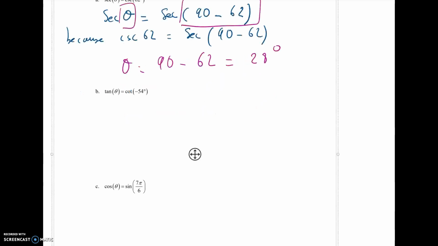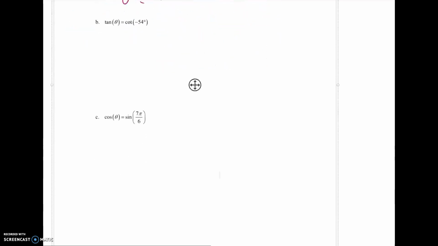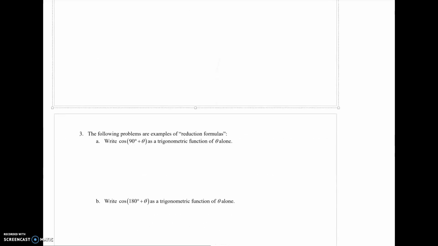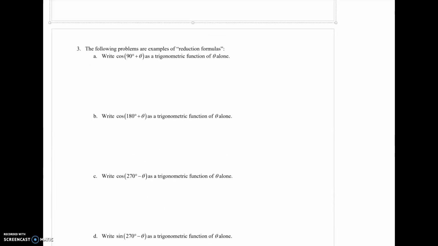I'll let you do problem B as well as C. They are very simple, similar. You should be able to do that very easily. And let's try to work on number 3. The following problem is an example of a reduction formula: write cosine of 90 plus theta as a trigonometric function of theta alone. So let me work this out with you a little bit.